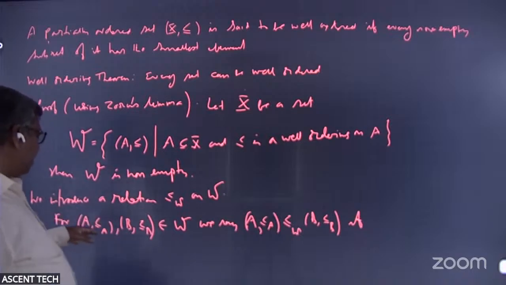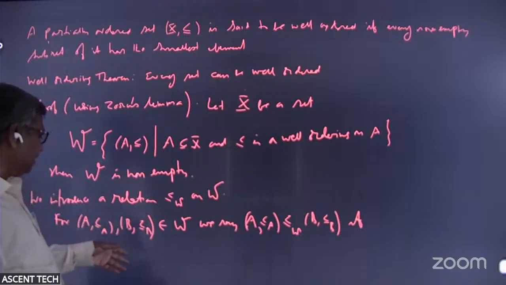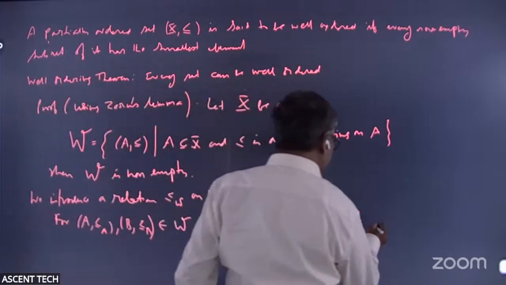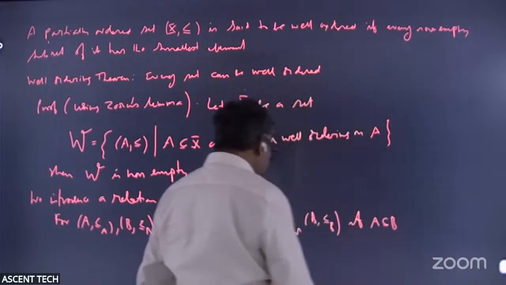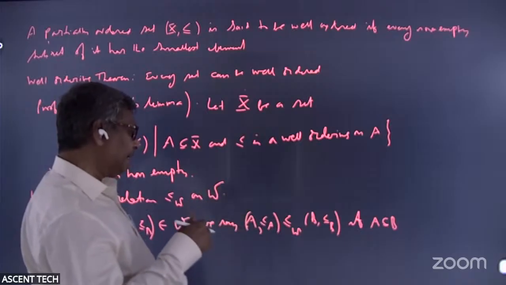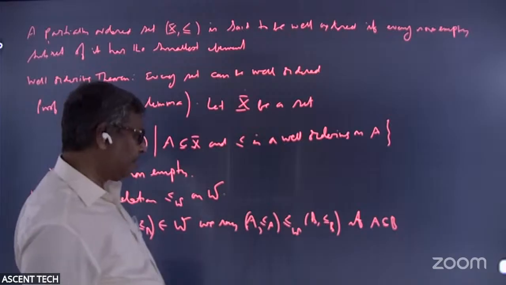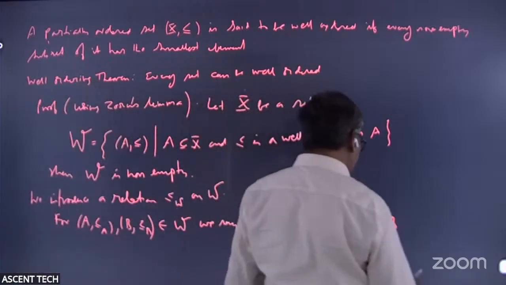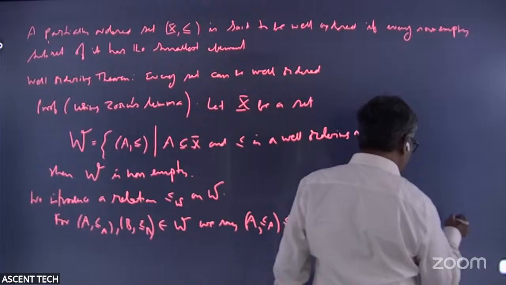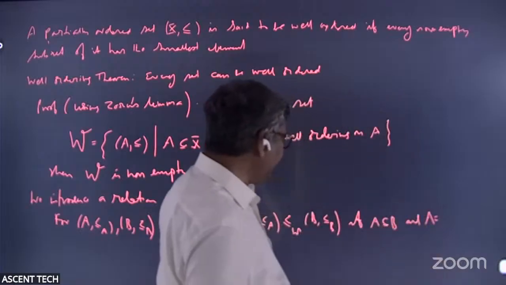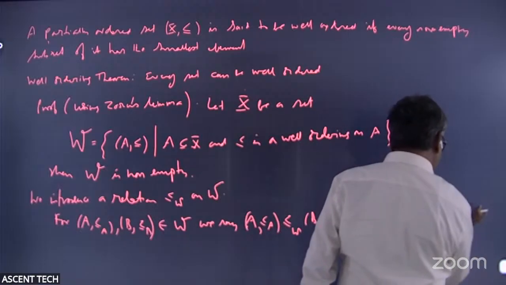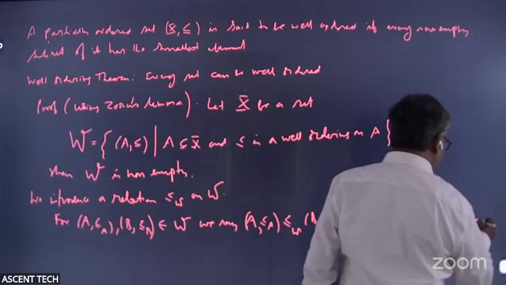What is that ordering? If I take A with its inequality and B with its inequality, A is less than or equal to B when A is a subset of B, and A is a weak initial segment of B. A is less than or equal to B, and A can be a weak initial segment of B, or some A can be an S of B, for some B.